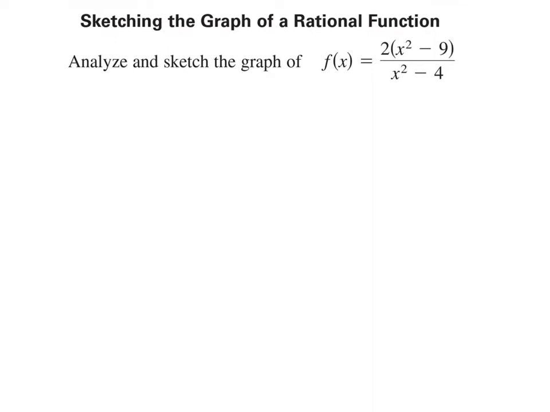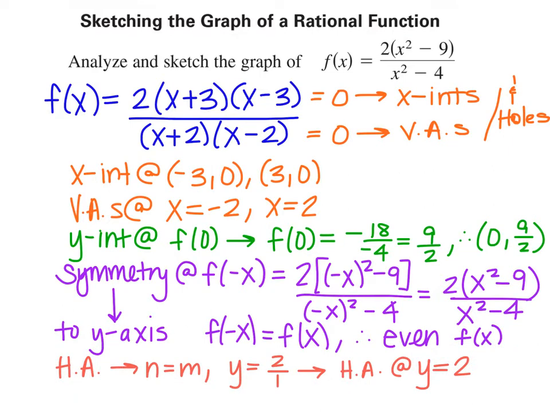So let's take an example of a rational function. Let's say I have f of x is equal to 2 times the quantity x squared minus 9 all over the quantity x squared minus 4. The first thing I'm going to do here is try to factor this and go from there. So I'm able to factor the numerator and the denominator. The numerator becomes 2 times the quantity x plus 3 times the quantity x minus 3 all over the quantity x plus 2 times the quantity x minus 2.